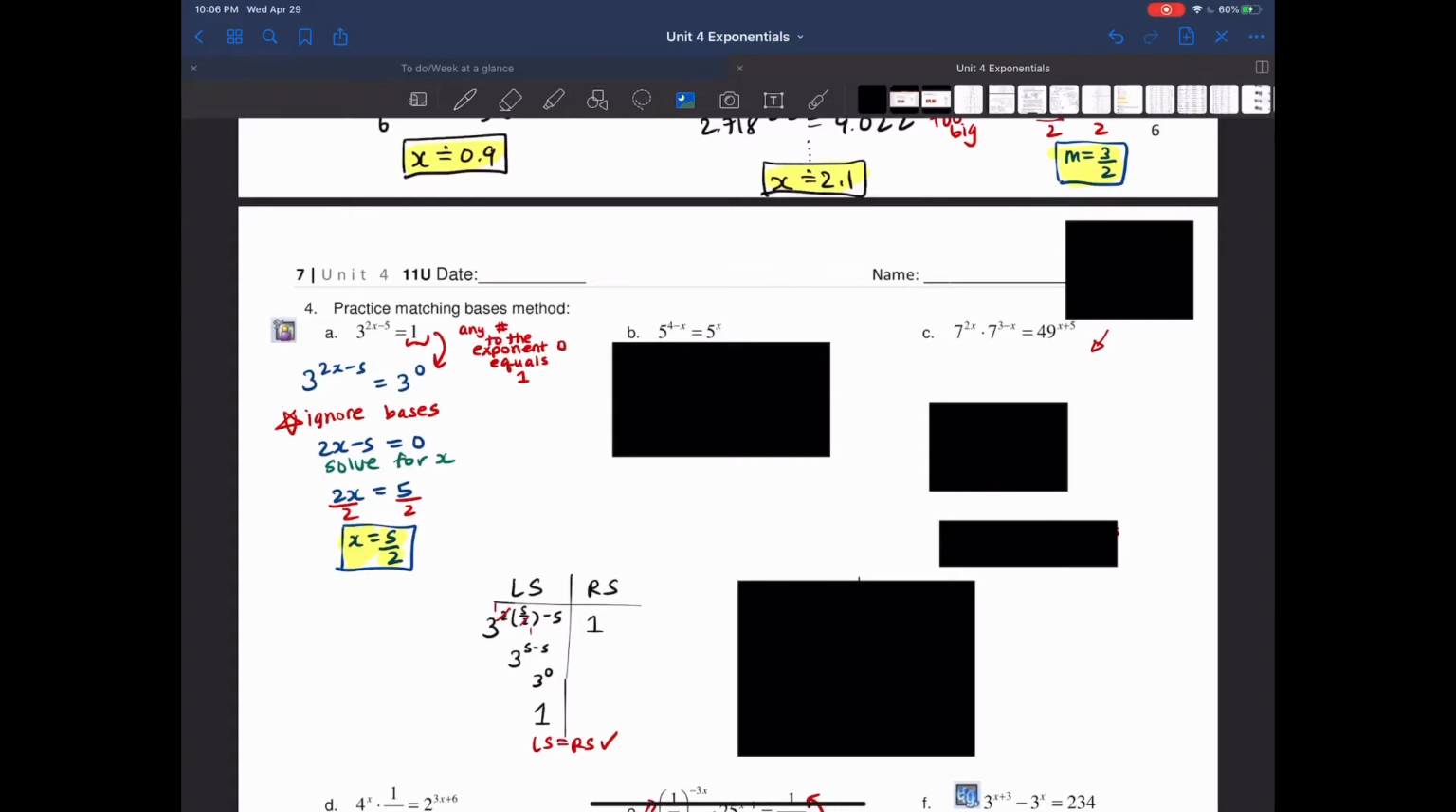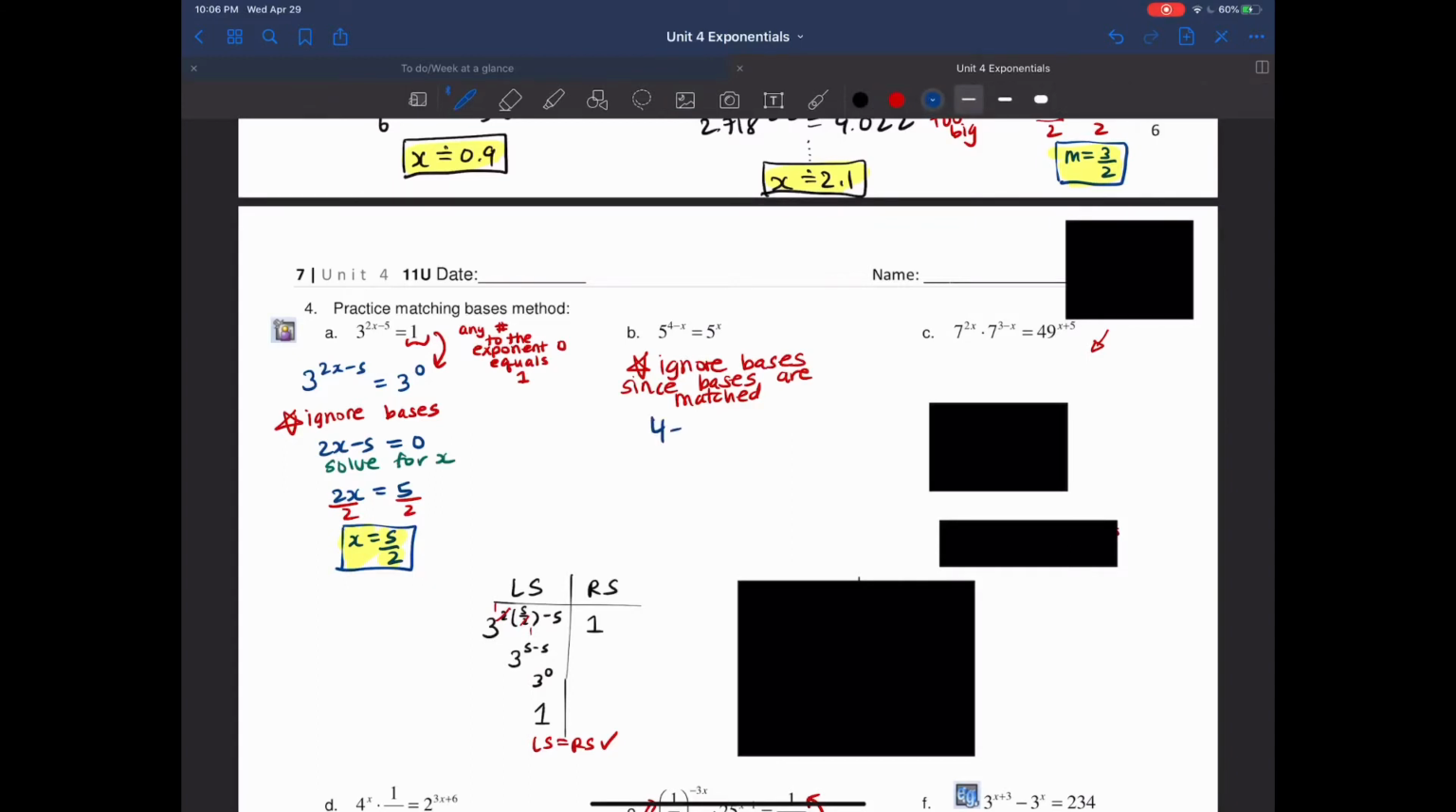Part B. 5 to the exponent 4 minus x is equal to 5 to the x. Well, right away, without me having to do any modifications, I can just ignore the bases since the bases are matched. So what I'm simply going to do is write 4 minus x is equal to x. Next, I want to get the x's by itself, so I'm going to move that x to the other side. That way I have 4 is equal to 2x. I'm going to divide both sides by 2, and x is equal to 2. And that is my final answer.